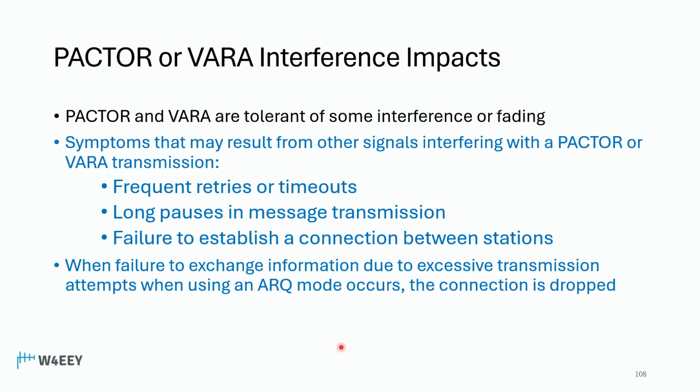When a failure to exchange information due to excessive transmission attempts when using an ARQ mode occurs, the connection is dropped. So it won't keep trying and trying forever. It might try for 5 times or 10 times and then it'll disconnect and will stop. It'll give up, which is good because then other people can use those facilities.